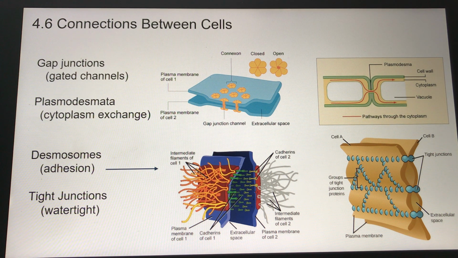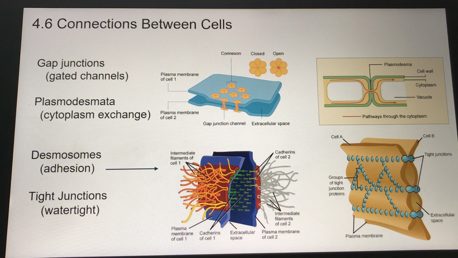Okay, let's look next at how cells are connected to each other. We have things called gap junctions. Those are little gated channels, just like the word says, gap. So it's a little channel or a gate between two cells that allows things to move in and out of a cell. You also have, between plant cells, things called plasmodesmata that help plant cells to exchange things with each other. You also have desmosomes, which are little adhesion proteins that help to join cells together, and tight junctions.